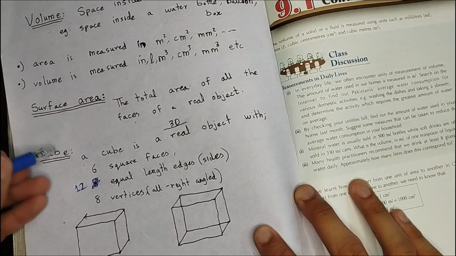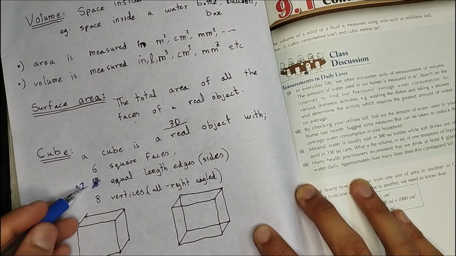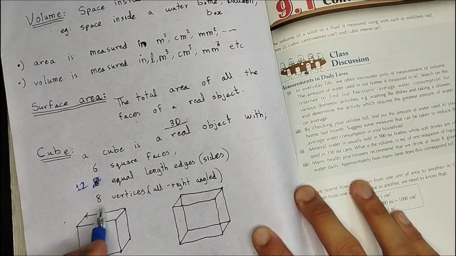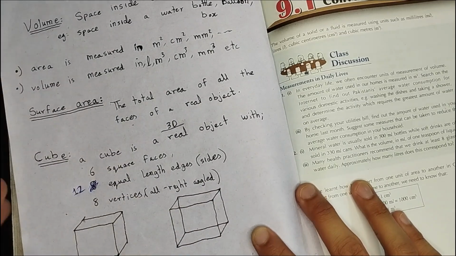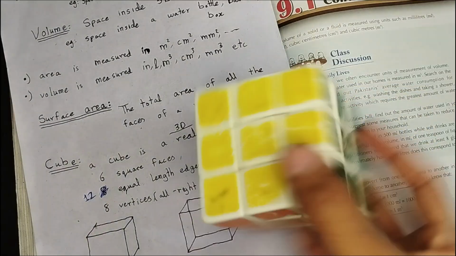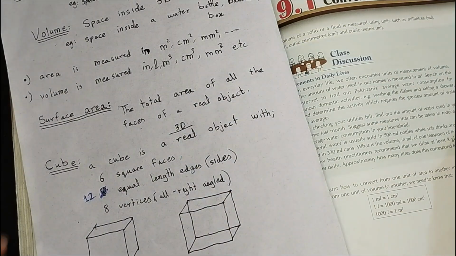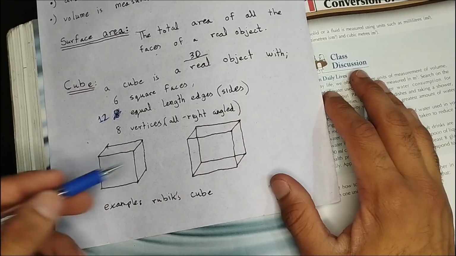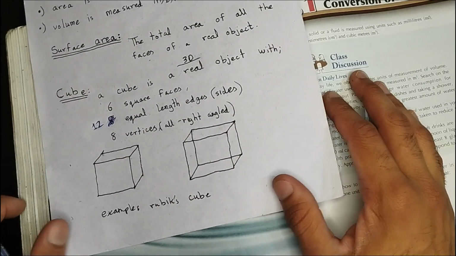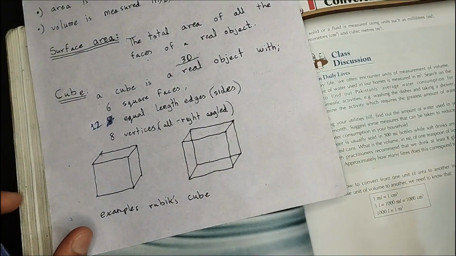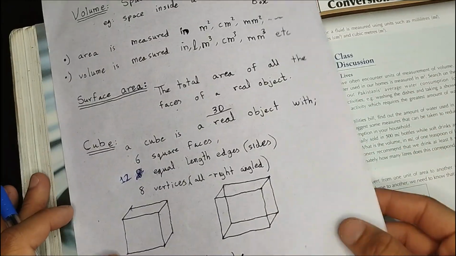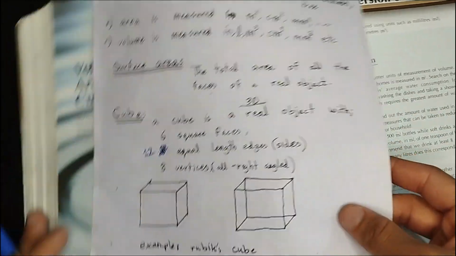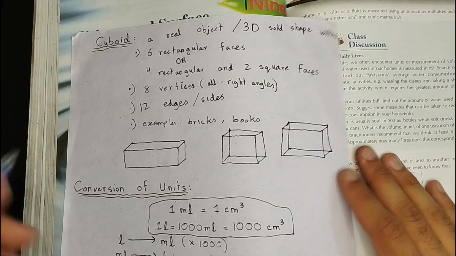Basic simple things that you need to remember about cube: 6 faces, 12 sides, edges. It has 8 vertices, all right angles. Best example of a cube, you will have your Rubik's cube with you. Okay, how to draw a cube? You will basically make shapes like this, and you've done this in grade 5. So this is just a basic recap for if you have forgotten these things. Okay, what is a cuboid?